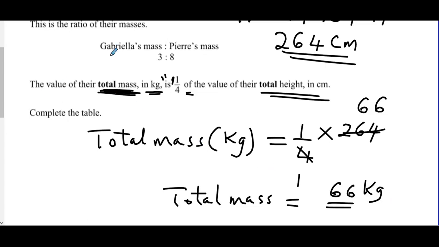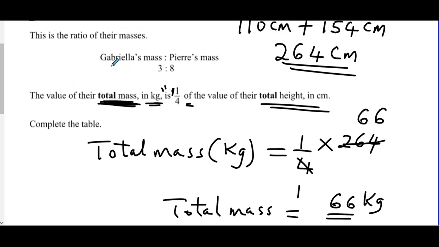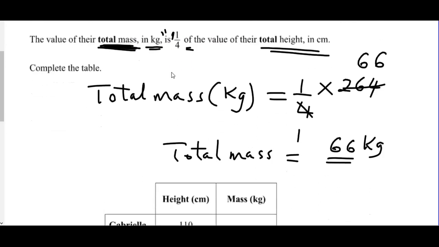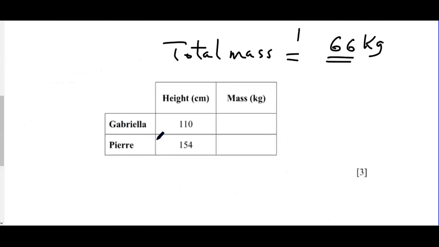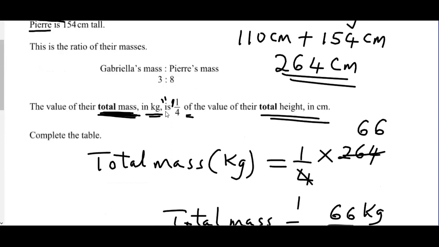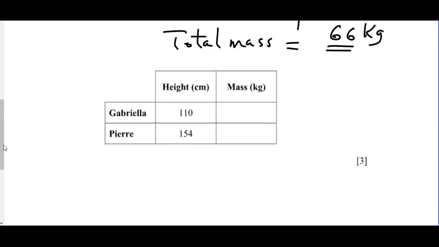Now look at this. The ratio of Gabriela's mass to Pierre's mass is 3:8. The question here is to complete the table. We need to calculate the mass of Gabriela and the mass of Pierre. But remember, their total mass is 66 kilograms. So we're going to use this ratio to know the mass of each person. We're going to start with Gabriela.